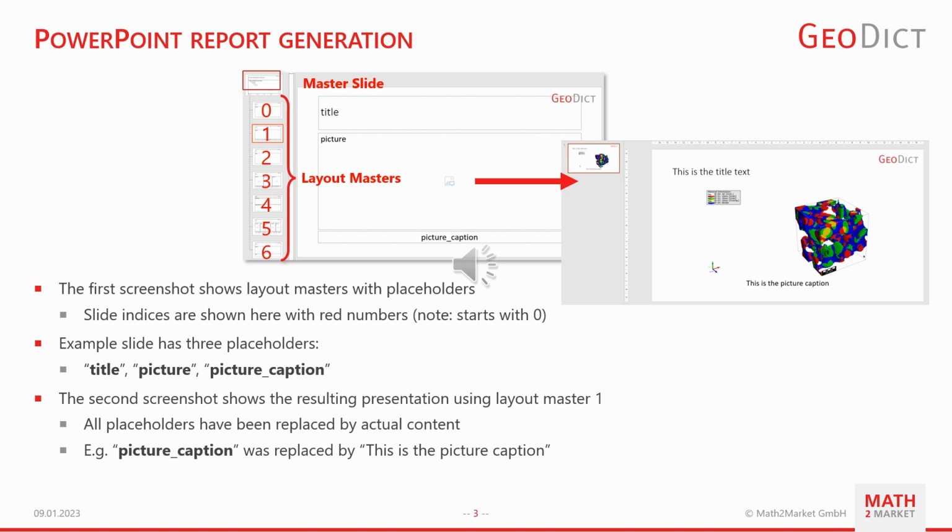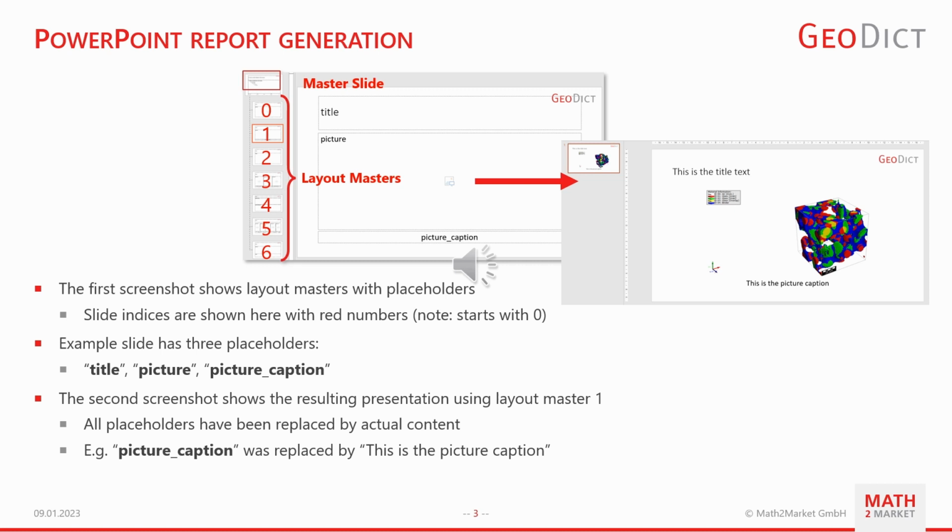We have to be aware that the master slides start numbering by 0. The first layout master that you see below the master slide is called layout slide 0, followed by 1, 2, 3, 4, 5, etc. So when you want to generate a slide, you go to PowerPoint, you open up your master slides and you check which slide you want to use, and you count the index of that slide and write that down. Here in this case, we have picked the layout master slide 1.